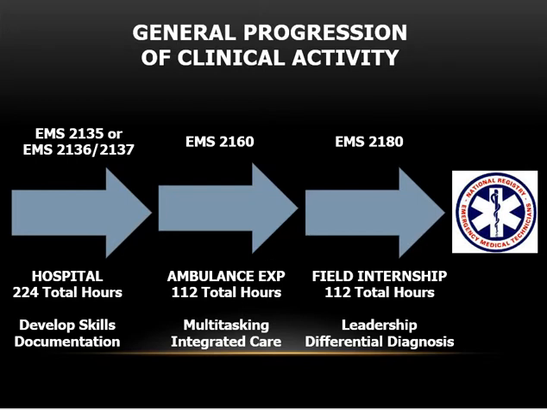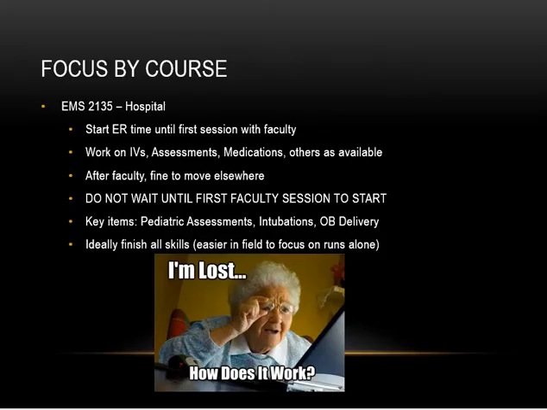You may not start clinical in the field or practice skills or do anything of the sort. You are not a paramedic student when you're in the field until you've finished 2135 and got clearance and you're working in our appropriate environment. 2160 is your ambulance experience, which is 112 hours as well. You kind of get started in there. Then 2180 is your field internship. And I'll talk about each of those just briefly.